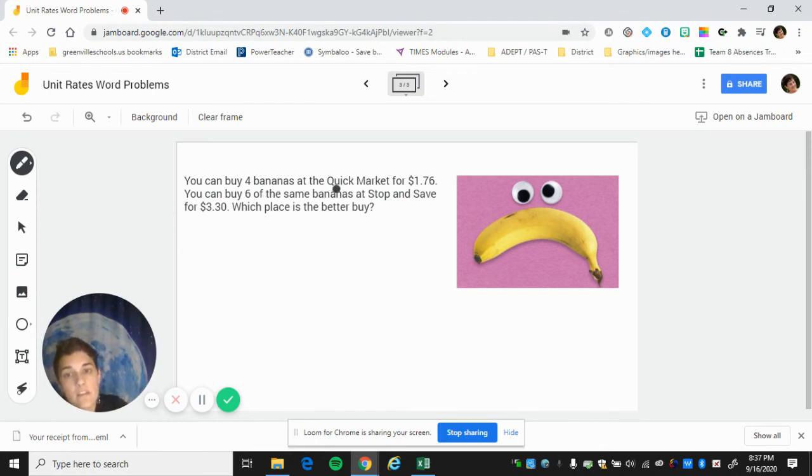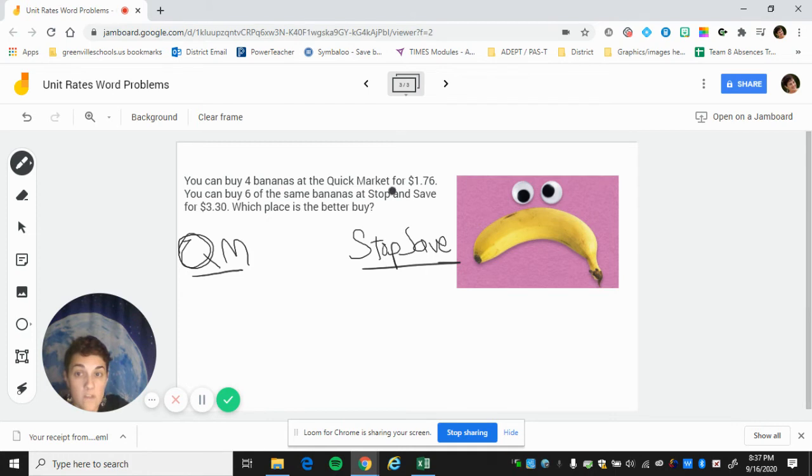Okay, 4 bananas at the Quick Market for $1.76. You can buy 6 of the same bananas at Stop and Save for $3.30. Which place is the better buy? So you need to find 2 unit rates, the Quick Market unit rate and the Stop and Save unit rate. The Quick Market is going to be 4 bananas per $1.76. So you're going to have to make a ratio, bananas per money.